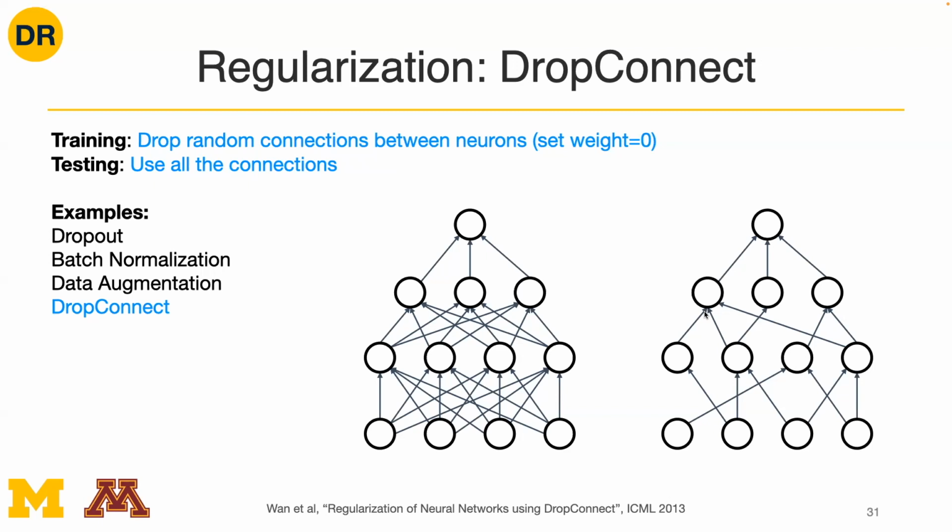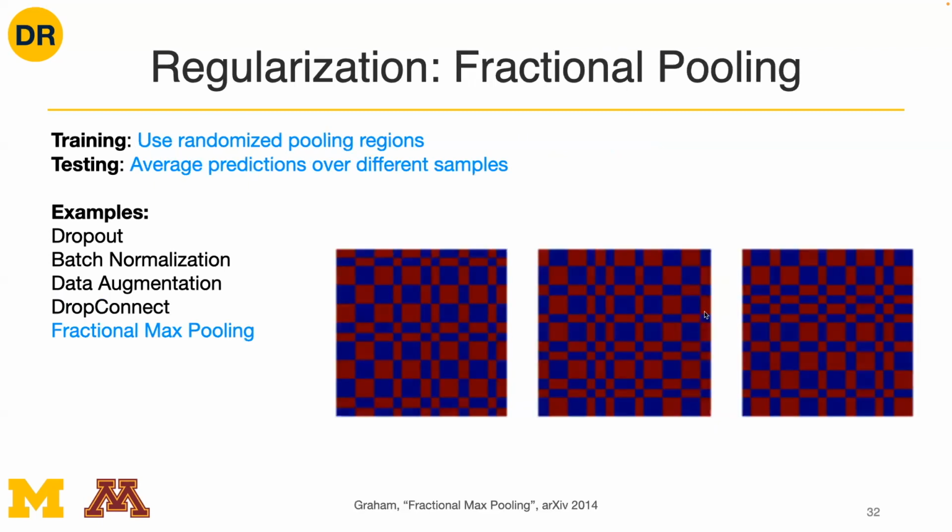So when we worked through that example, it was really kind of a drop connect example. In practice, you see dropout used much more than drop connect, but this is one to be aware of. Another kind of fascinating one is what's called fractional pooling.